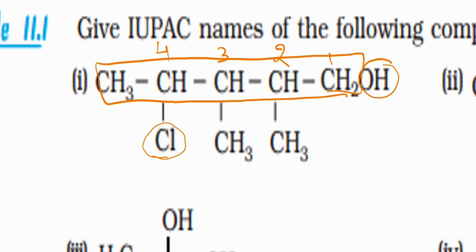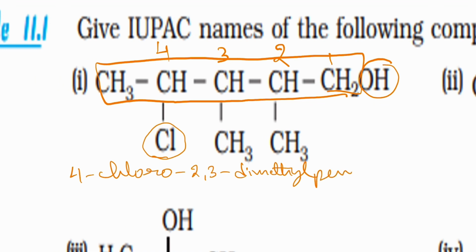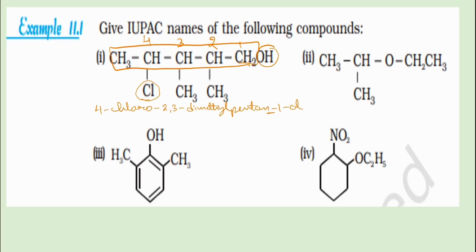So you write alphabetically. You will write 4-chloro, 2,3-dimethyl, pentan-1-ol. See, when I write pentan-1-ol, I have dropped the E, which was there in pentane. This is also in the rule. It cannot be pentaneol. It is pentanol. So I have removed that, right?